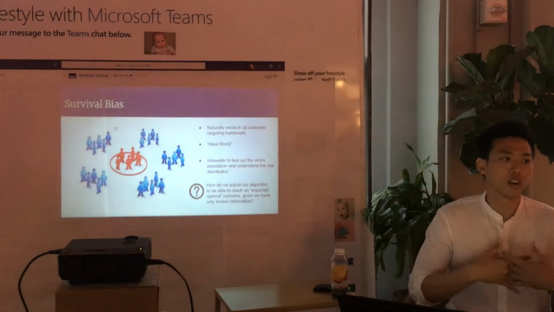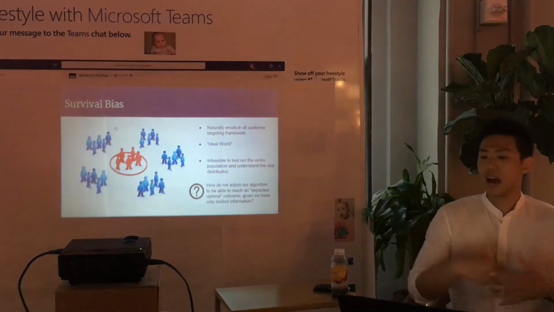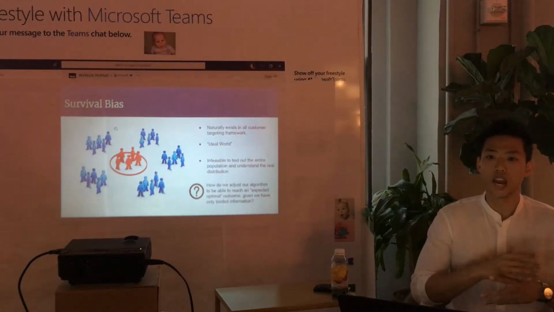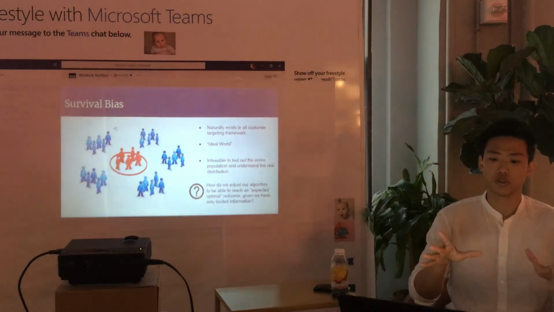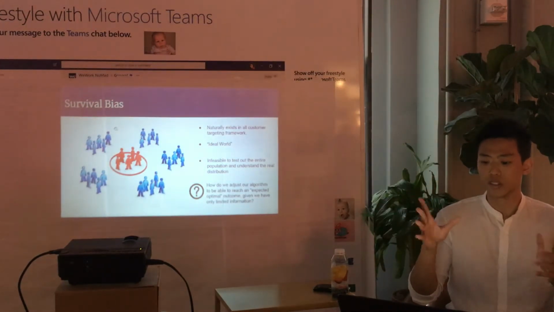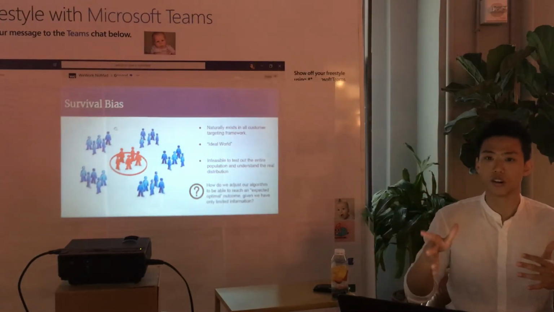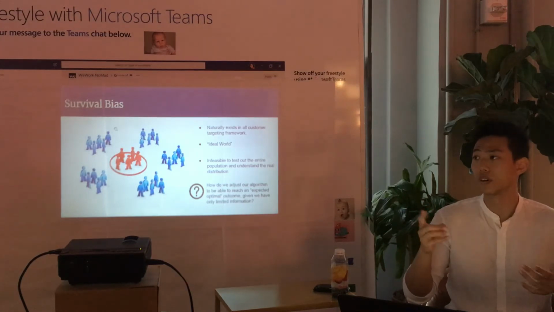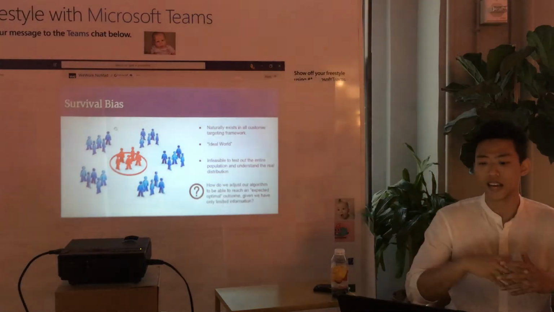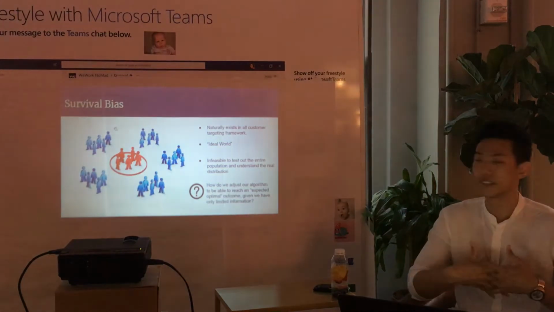The ideal world that I'm talking about is that if you have a universe of 1 million US customers, you know every one of them. You know their perfect distribution. You know their rewards, and then you target those with a high probability of responding, right? That is an ideal world. But in the real world, it doesn't work like that.